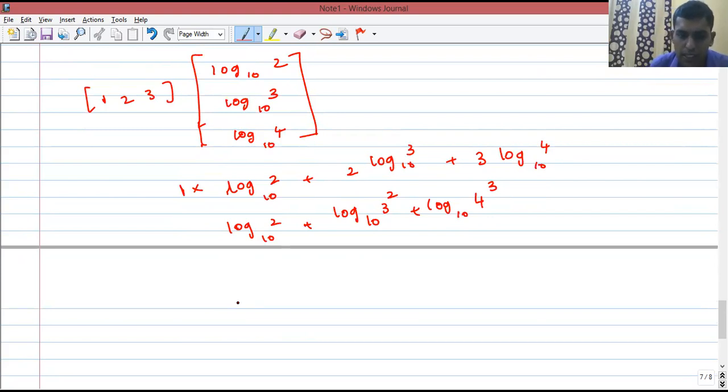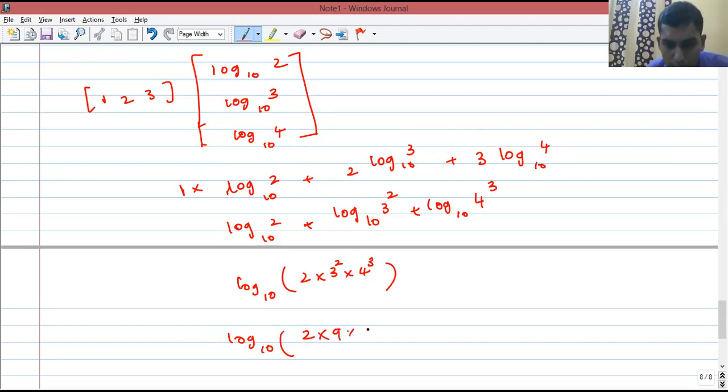Now applying the property, it will become 2 into 3 square into 4 cube. When you simplify, 3 square is 9, and 4 cube is actually 64, which is 4 into 4 into 4. 64 into 9 into 2 will be equal to 1152. Your answer is log 1152 to the base 10. This is the final answer.